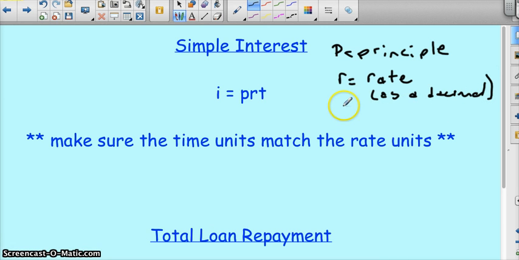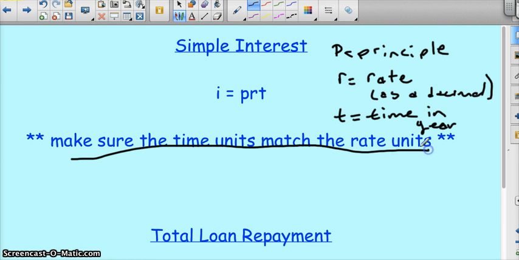And finally, T is time, and our time is almost always in years. This is very, very important as well. You got to make sure the units in time match up, okay? And we will talk about that. The time units have to match the rate units. If they don't, there's a conversion that needs to happen. This is huge and the most common place that things get messed up.